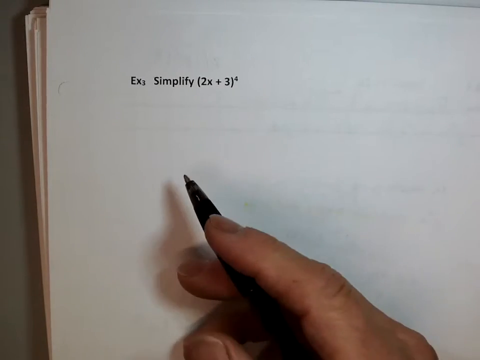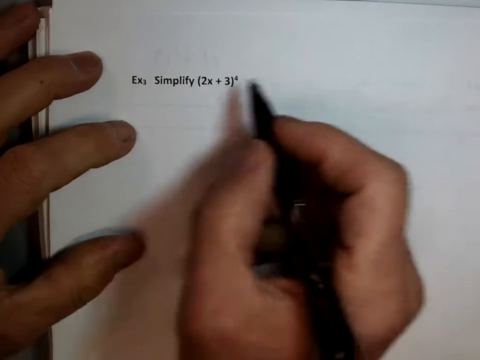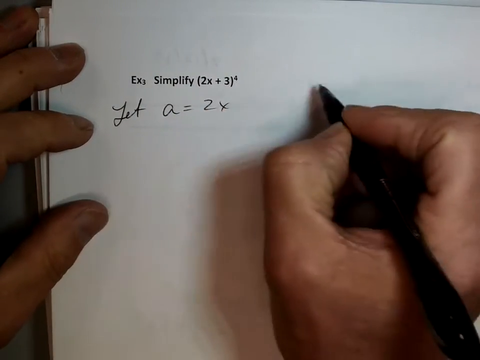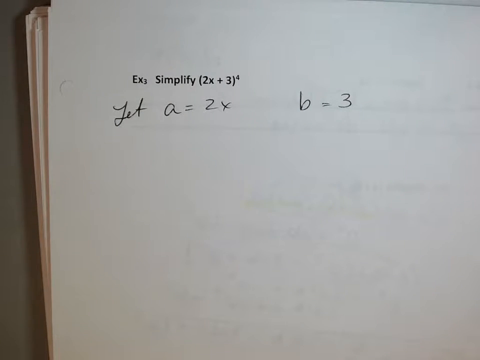Well, to do example 3, it's x's and 3's. So what we're going to do is rewrite it. We're going to let a equal 2x, and we'll let b equal 3. Okay? And we're still going to use the binomial theorem and Pascal's triangle.